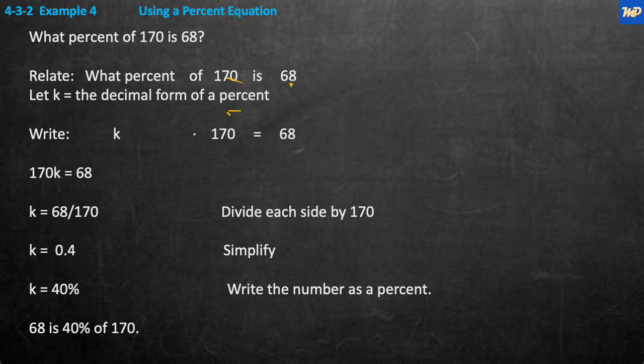Okay, so when we do that, we're going to get k times 170, or 170k, is equal to 68. Now we're going to divide both sides by 170, and then we're going to get k alone. And when you do that, you're going to have k is equal to 68 divided by 170. And what is k when you divide 68 by 170? You get 0.4. So therefore, k is 40%. 0.4 is 40 divided by 100, right? So there, now we have it. 68 is 40% of 170.